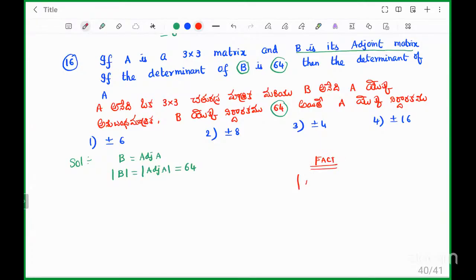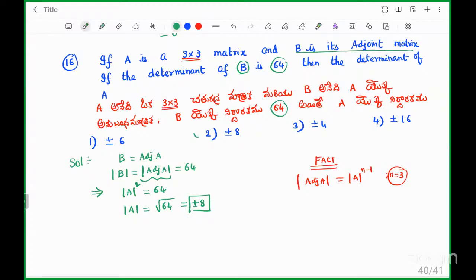So det of adj A is equal to, we know that, det A to the power of n minus 1. Here we know that n is equal to 3, since it is a 3 by 3 matrix, right? So now we can write here det of adj A is equal to det A to the power of n minus 1, that is 3 minus 1 is 2. Det A square is equal to 64. Det A we need, which is square root of 64, that is plus or minus 8. So this is our answer. The second one is the right answer.